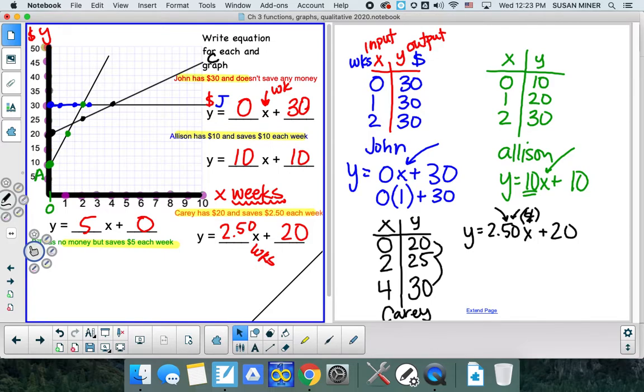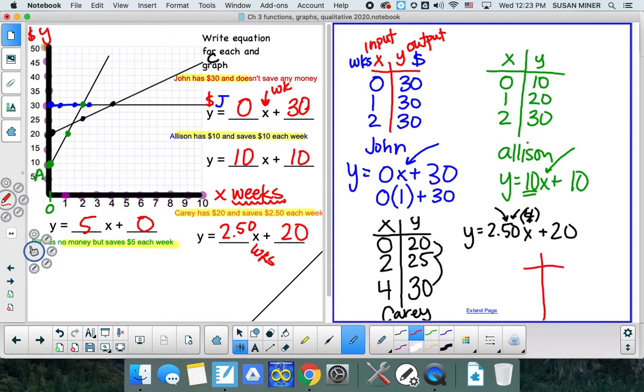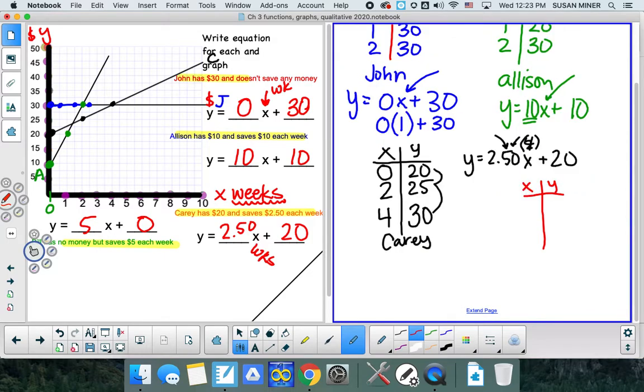The last one we have to graph then is going to be Bill. So let's get Bill's data. I'm going to extend this down just a little bit. And Bill's equation was y equals 5x. And he starts out with no money. So at week 0, he has $0, right? If I input a 0 here, then that tells me his starting amount. That's why I usually use 0. What about after 1 week? After 1 week, he would have $5. After 2 weeks, he would have $10.